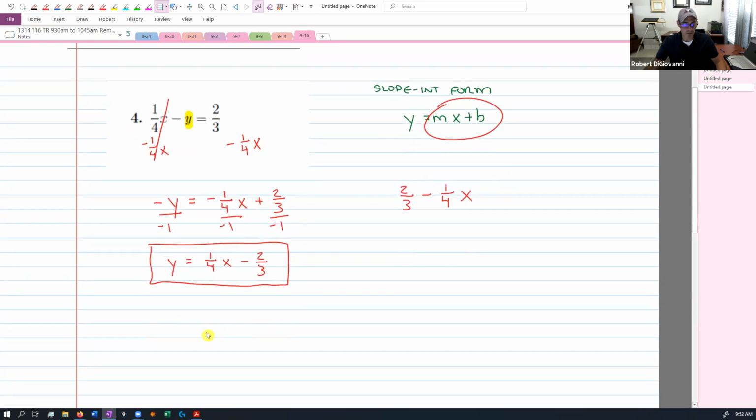Now from this, we need to identify the slope and the y-intercept. So the slope is the number in front of x, which is going to be 1/4. And the y-intercept is always this number, including the sign, so negative 2/3.